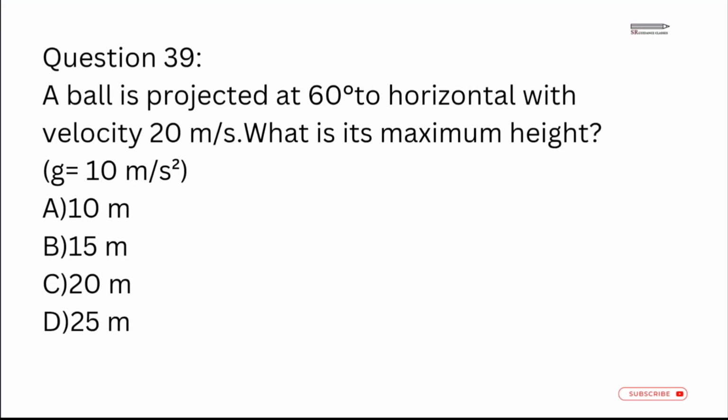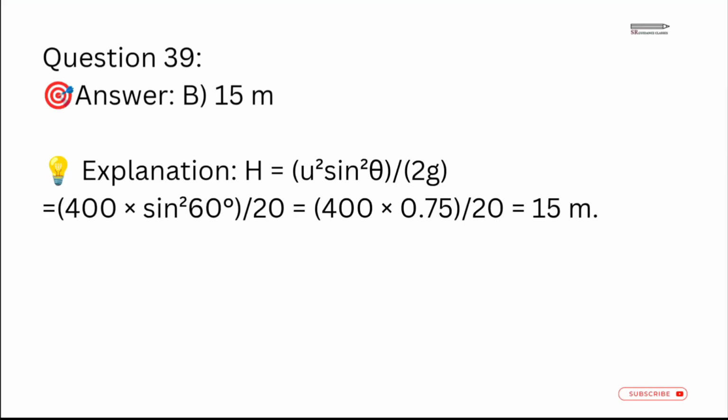A ball is projected at 60 degree to horizontal with velocity 20 meter per second. What is its maximum height? The correct answer is option B, 15 meter.